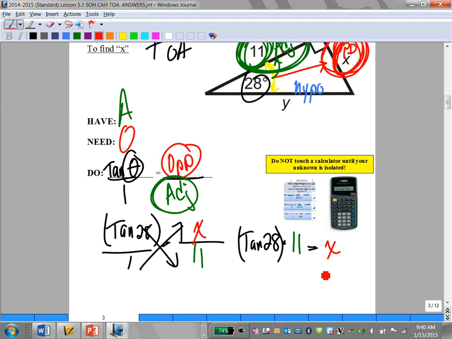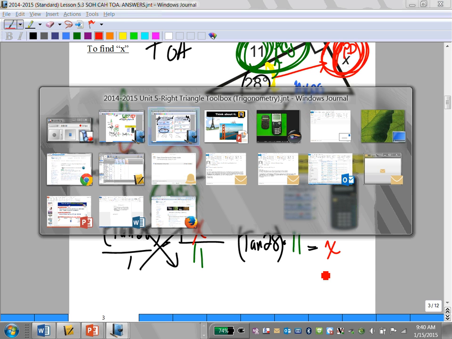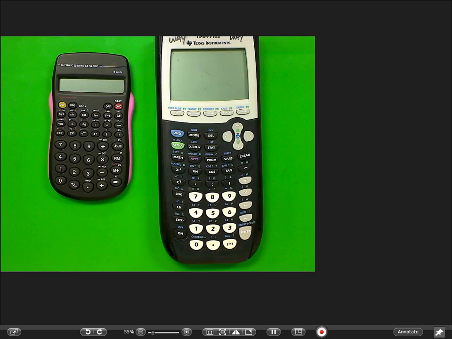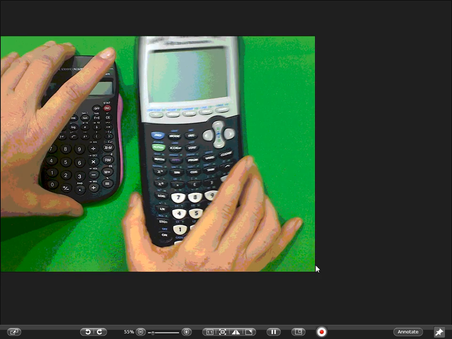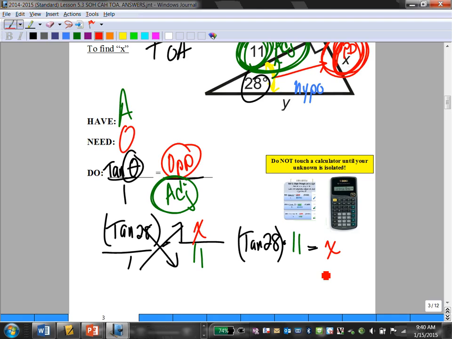Okay, guys. Now, really important, you don't touch the calculator until the variable is by itself. Is the variable by itself here? Yes or no? Yes, it is. Okay. So now what you do is you go to your calculators. If you know how to do this, crank it out. But the rest of you, I'm going to show you how to do it up here. It's going to be tan 28 times 11.